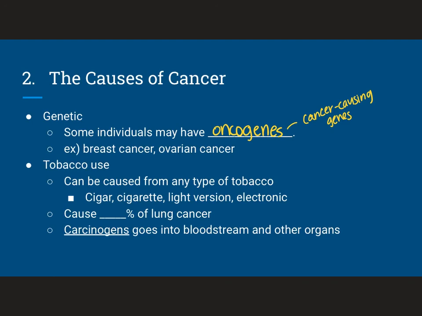Next one is tobacco use. We are going to look into tobacco and alcohol in a separate chapter later on, but using tobacco can cause different types of cancer, and it can be any type of tobacco. So cigar, cigarette, light version, electronic version, they are all going to include harmful chemicals that can affect your body. It causes about 85% of lung cancer, and when you have these carcinogens from tobacco, they can go into different bloodstreams and other organs and can affect your body in a negative way.